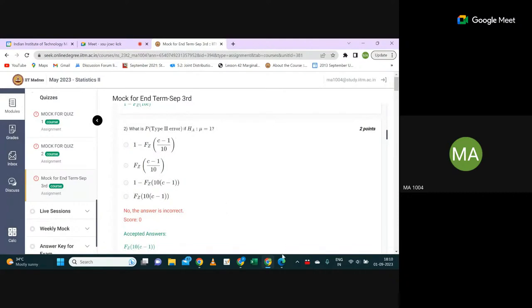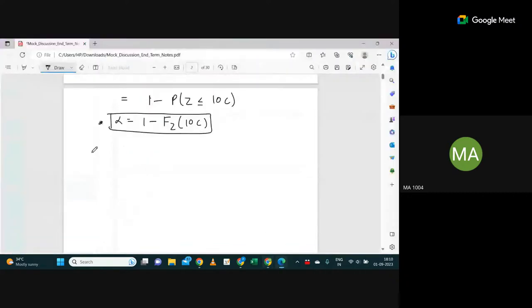I think it's the same calculation, just one minor change: we have to replace it with 1 minus F_G. So what is the type 2 error? Type 2 error is nothing but I can represent it as beta, correct? And this is nothing but the probability of accepting the null hypothesis given that the alternative is true.